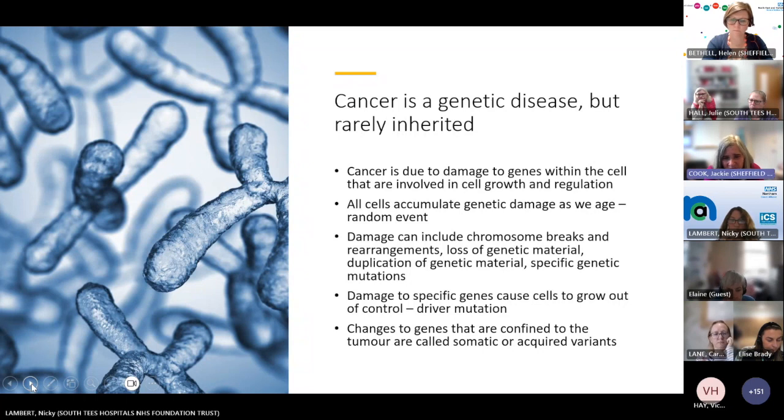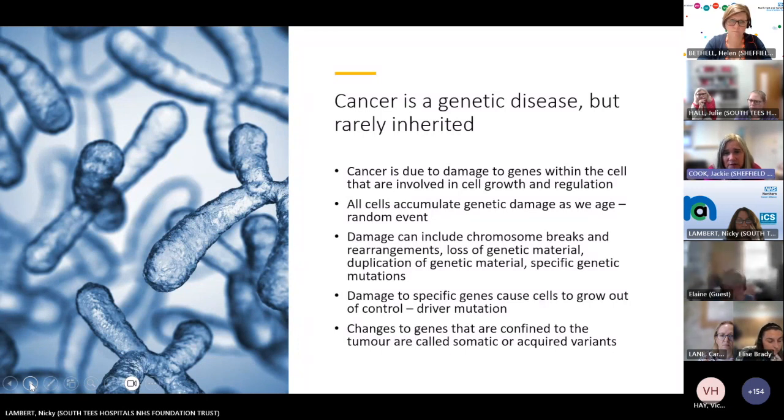The damage can occur in any single one of those 20,000 genes, but if it occurs in genes that are involved in cell growth, so quite a specific number of genes within the cell, then that can result in loss of control, and that cell starts to grow out of control. And we often refer to those as driver mutations when we're thinking about what are the mutations within a cancer cell.